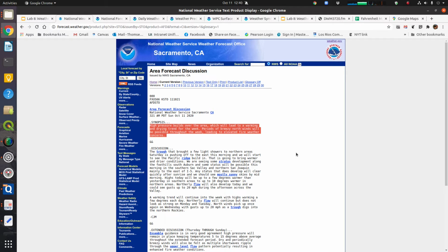At this point in the class, at this point in your geographic education, you should be able to make sense of this. High pressure builds over the area, which will lead to a warming and drying trend over the week. You should read that and go, oh, right, high pressure means that air is sinking. As the air sinks, it heats up and dries out. So it totally makes sense that they would say there's a warming and drying trend, and that the breezy north winds will lead to elevated fire weather concerns.